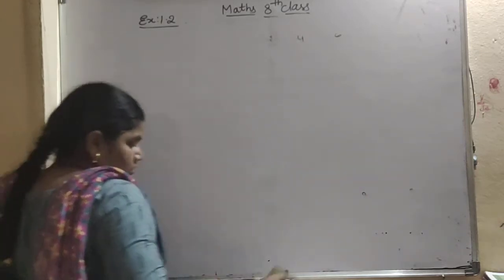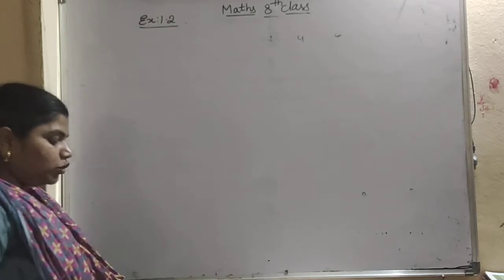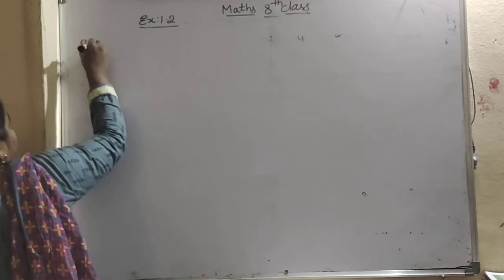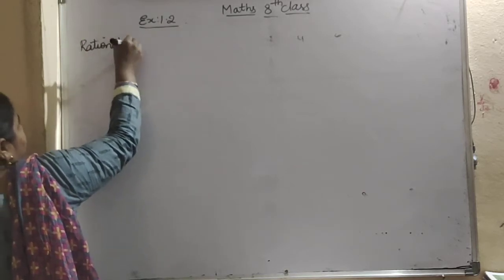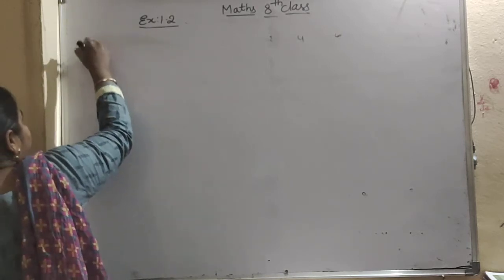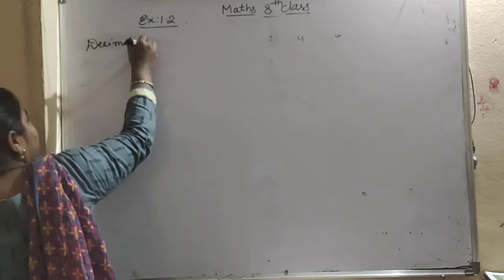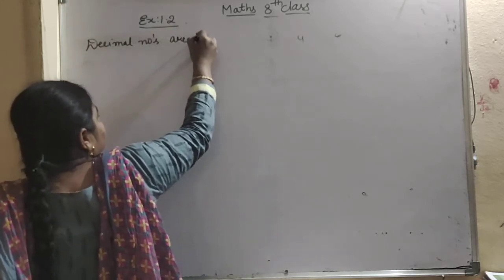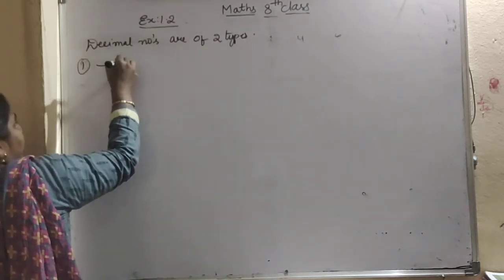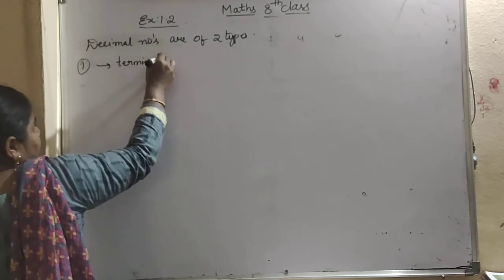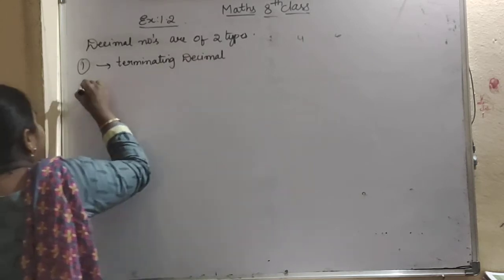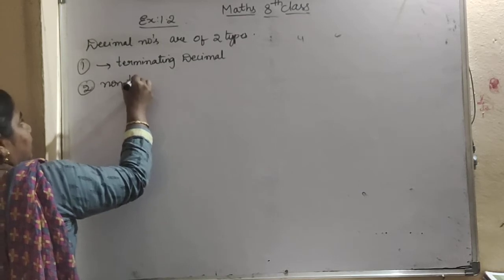So here next is the decimal representation of rational numbers. Rational numbers are of two types. First is terminating decimals. Decimal numbers are of two types. The first one is terminating decimals, and the second one is non-terminating decimals.